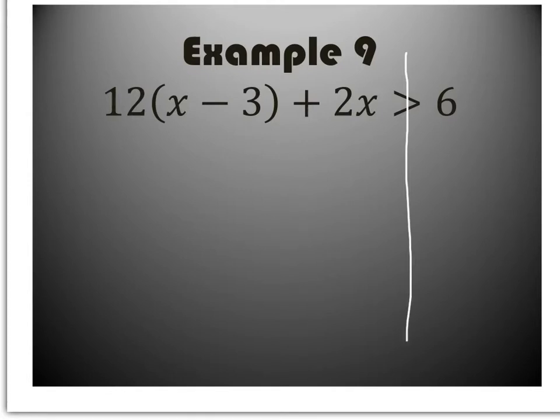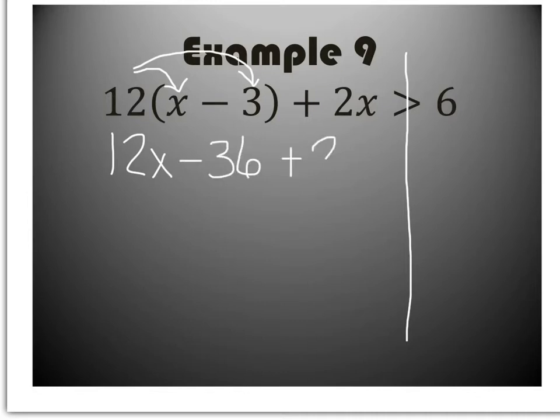First thing we do is separate the two sides of our inequality. We look on the left side. The first thing we ask ourselves is, is there any distributive property? If there's distributive property, you always have to do that first. And I see distributive property right here. We have 12 times x, which would give us 12x, and then 12 times negative 3, which would give us a negative 36. Then we have plus 2x is greater than 6.